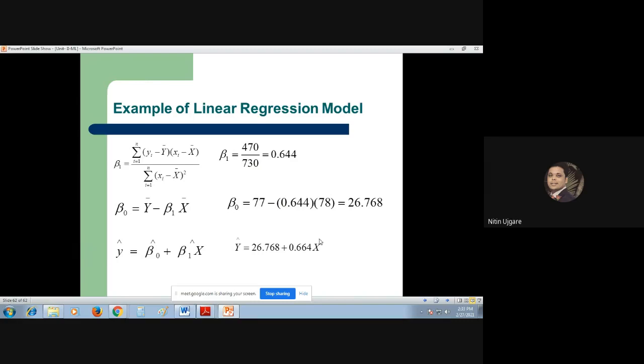So x is my independent variable. 26.76 is the intercept of the linear regression line, which is represented as beta 0. However, this 0.664 is the slope of my linear regression line, and this is indicated as the second model parameter, that is beta 1. So this is the representation of the best linear regression line. Still, we cannot conclude that this is a best fit linear regression line unless and until we calculate its minimum sum of square error.